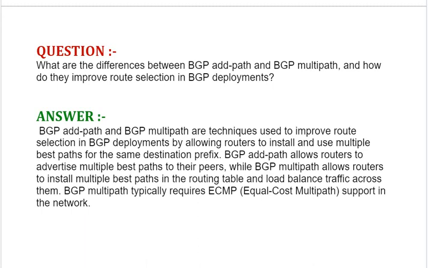BGP add path allows routers to advertise multiple best paths to their peers, while BGP multipath allows routers to install multiple best paths in the routing table and load balance traffic across them. BGP multipath typically requires ECMP, equal cost multipath, support in the network.